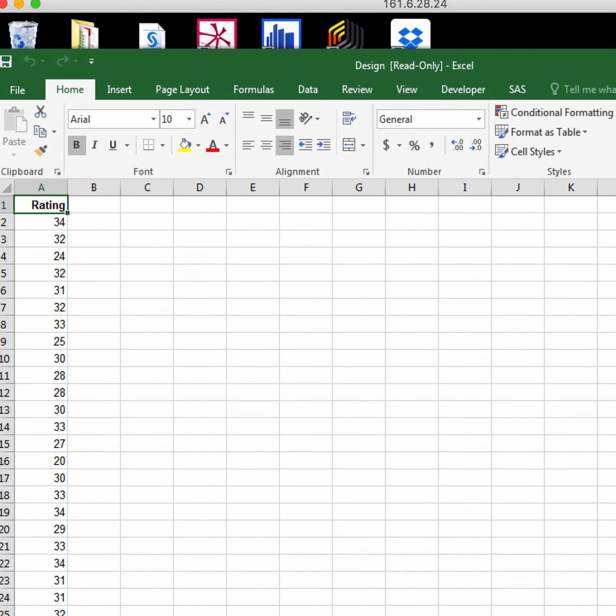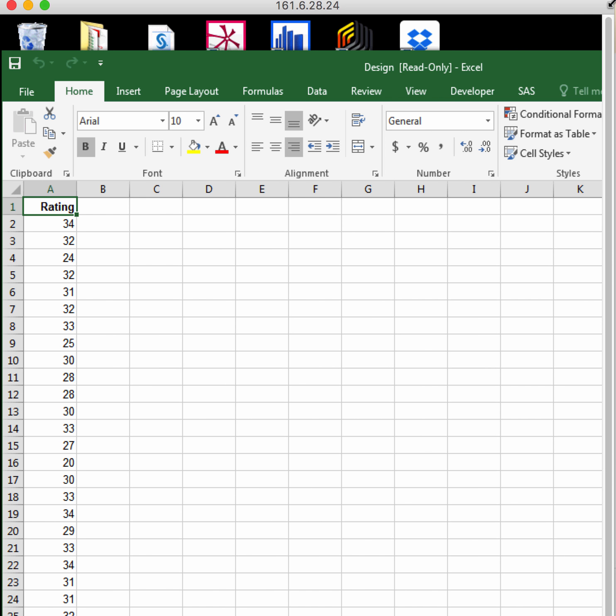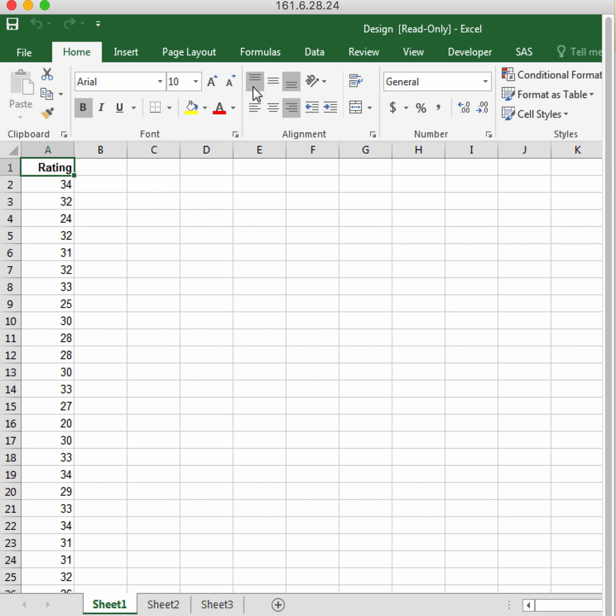Make sure you can see what I'm doing. So this is the rating, the bottle rating design. And in Excel 2016 in Windows, it's very easy to plot the box plot by using a chart.